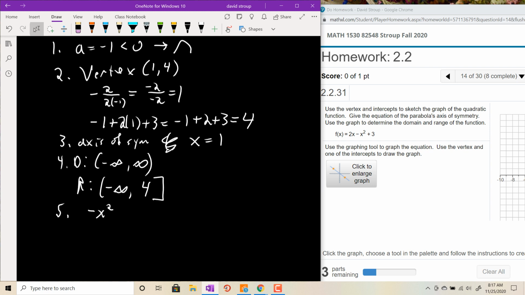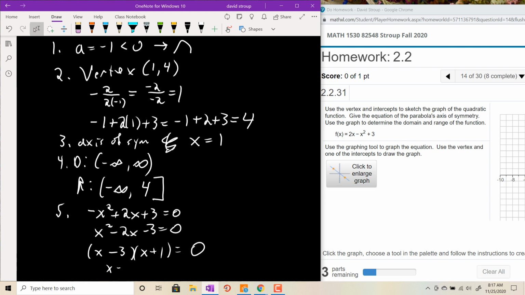Then x-intercepts, so set it equal to 0. Negative x squared plus 2x plus 3 equals 0. I'll multiply both sides by negative: x squared minus 2x minus 3 is 0. Sometimes you have to use the quadratic formula. I think we're going to get lucky in this case, though. So x minus 3, x plus 1. So x equals 3, x equals negative 1. And then finally, the y-intercept is just going to be 0, 3.